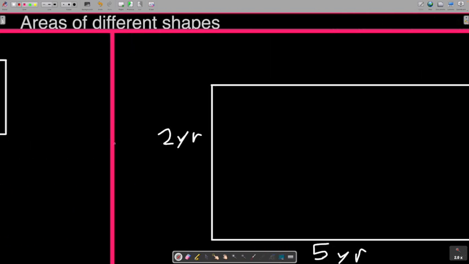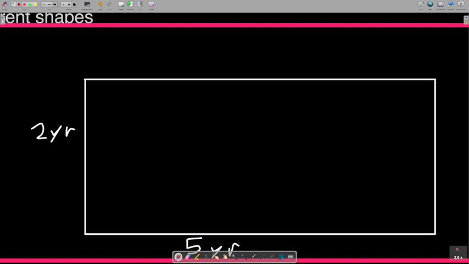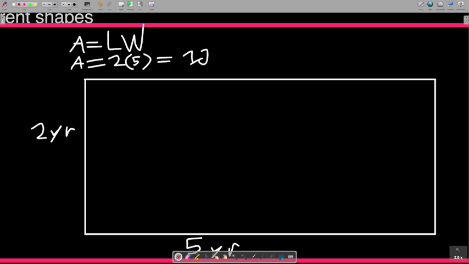Let's try another one similar to that. So we have 5 yards times 2 yards. So remember the formula is A equals LW. So A, or area, is 2 times 5. And then 2 times 5 is 10 yards squared, or square yards. So that's the answer.